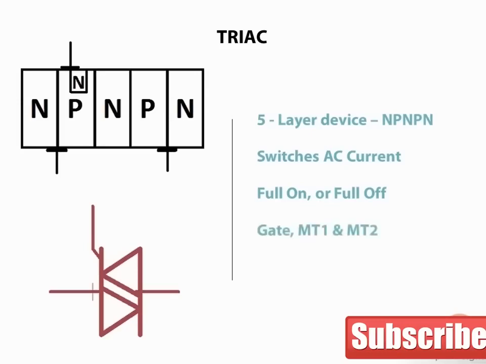The terminals are gate, main terminal 1, and main terminal 2, MT1 and MT2 for short. Placing a small current on the gate will cause the TRIAC to conduct. Removing the current stops the current flow through the TRIAC.